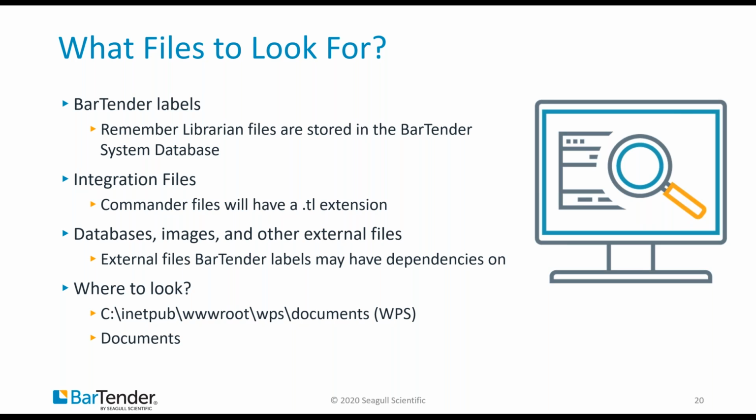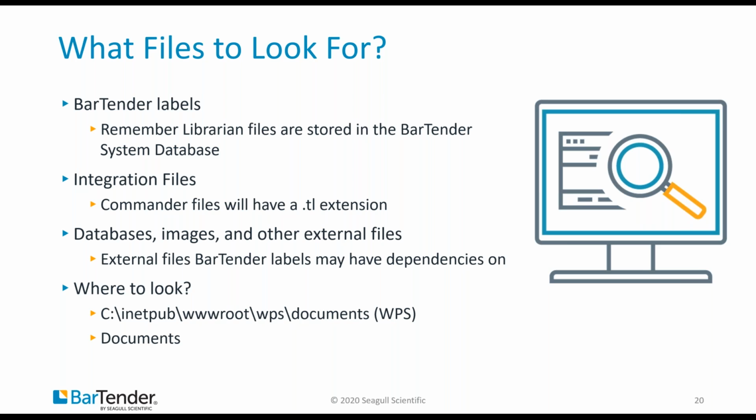So we'll also want to gather any integration files as well. This will include the settings for, for example, a file integration: what folder we're monitoring, the extension of those files, the kind of data that might be in those files, and what the integration is to do with all trigger files. As an example, we'll also want to look for any database or images our labels have a dependency on.